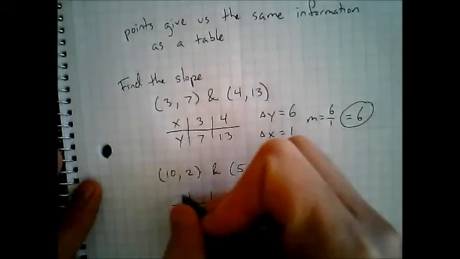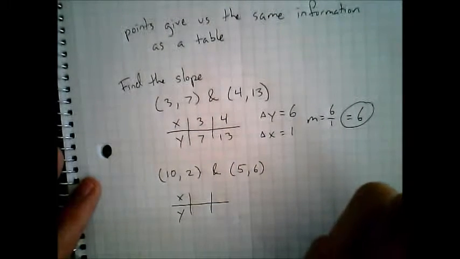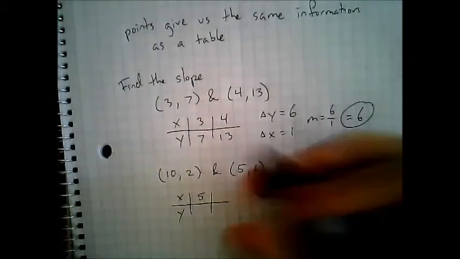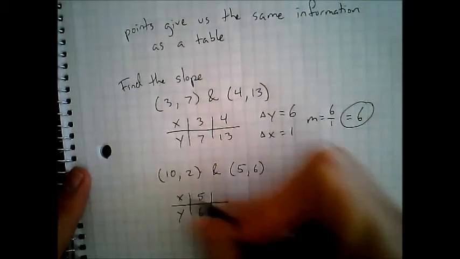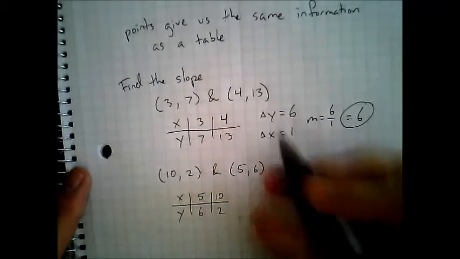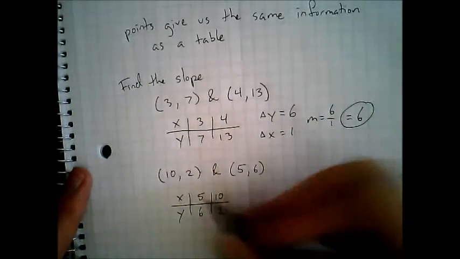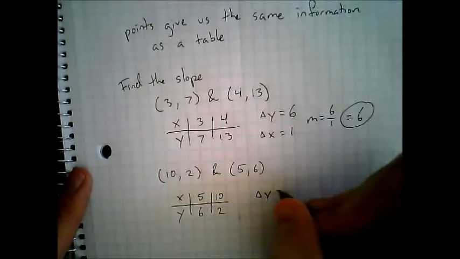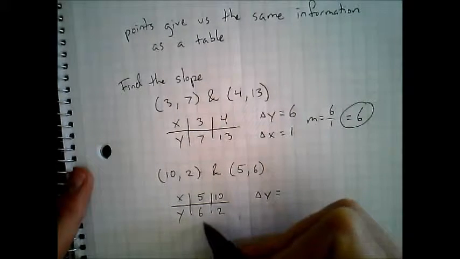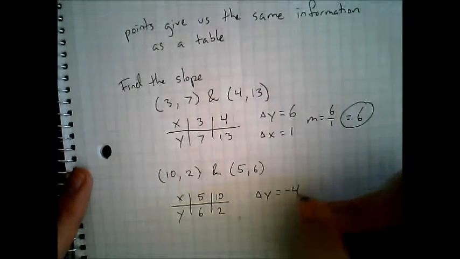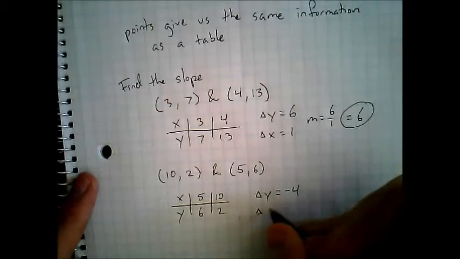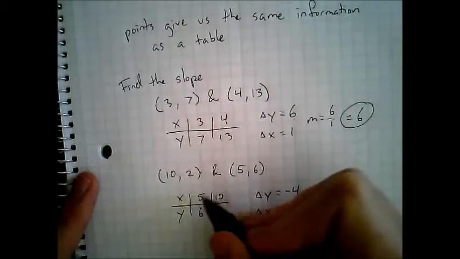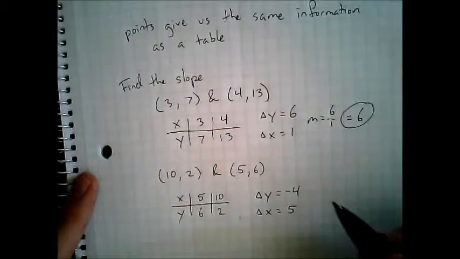What's our delta y? What's our delta x? So to put it in a more familiar form, let's just turn it into a table. We have figure 10 and figure 5, so we're going to put them in order from least to greatest. Figure 5 has 6 tiles, and figure 10 has 2 tiles. We still need our delta y and our delta x. Our delta y is, well, we're going from 6 tiles down to 2 tiles. That means we're subtracting 4 tiles, and our delta x is 5 figures, because we're going from figure 5 to figure 10.